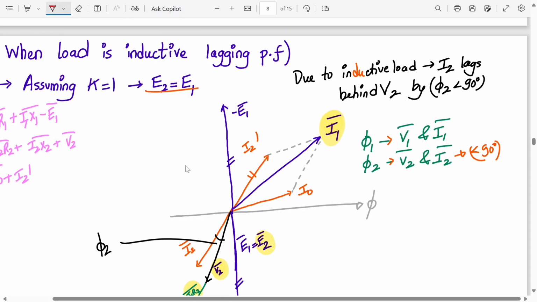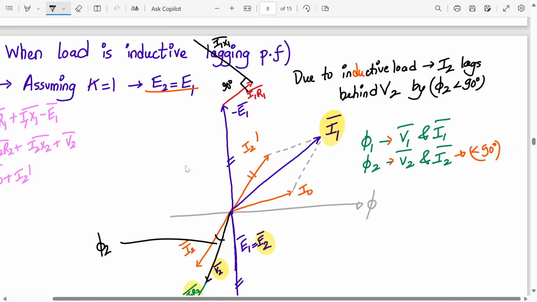So I1 will be in the same direction as this, right? Correct now? I1 R1. This parallel to this now. And then 90 degree above, you take a 90-degree line and draw this. This is 90 degree. So this will be I1 X1 bar. This is I1 R1 bar.